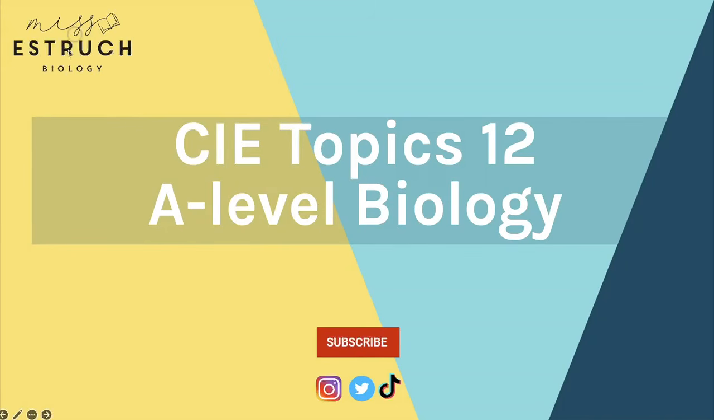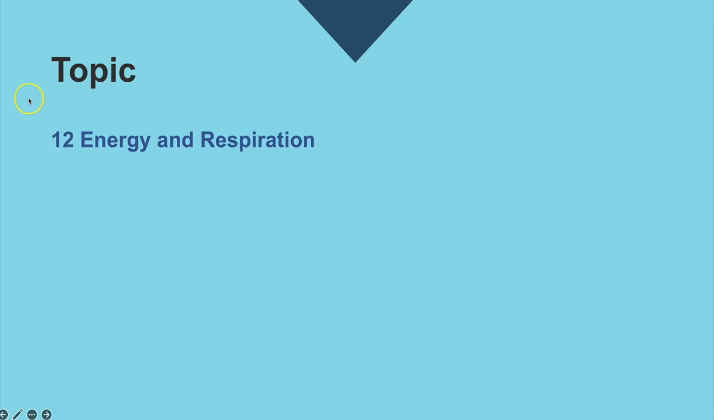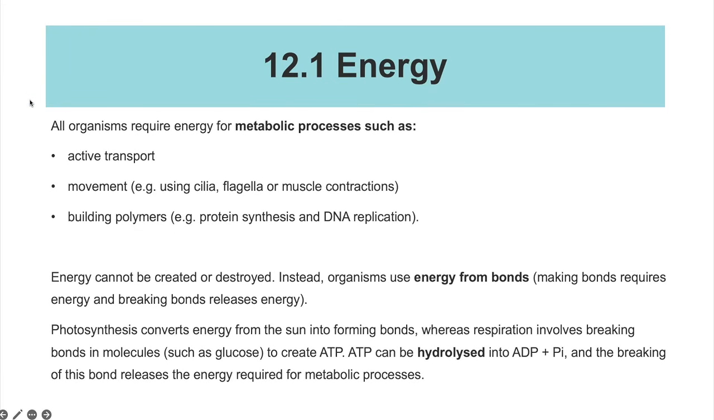So topic 12, let's get into it, and it's covering energy and respiration. First of all, organisms require energy for metabolic processes such as active transport, where you're moving substances across a membrane, or other types of movement such as using cilia or flagella or muscle contractions, and also for building polymers, so protein synthesis, where amino acids are converted and joined together to make proteins. That requires energy, as well as DNA replication, joining together the DNA nucleotides.